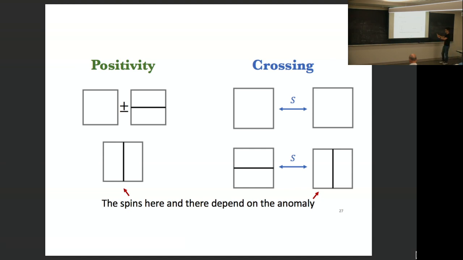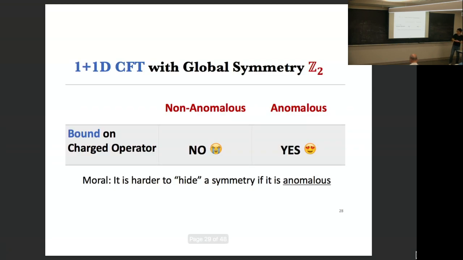So then, this is everything we need to do conformal bootstrap. We have three positive partition functions, and we have some crossing relations relating them. And the anomalies enter into the story through the spin of the twisted sector. And this is the result I showed earlier, that with this bootstrap system, you can try to bound various things. You can try to bound the even operator, you can try to bound the odd operator.